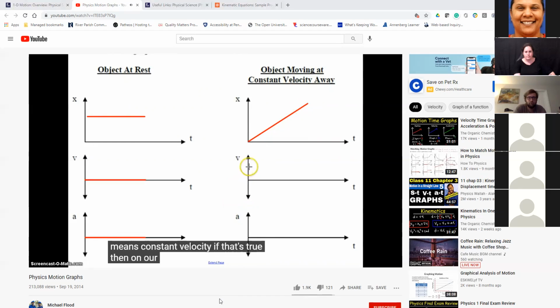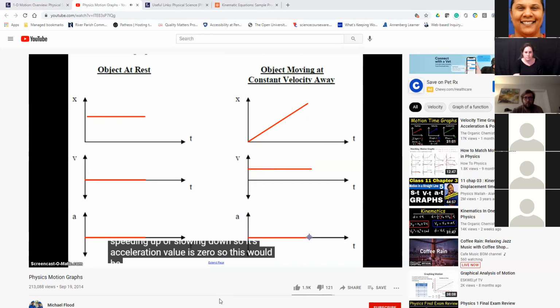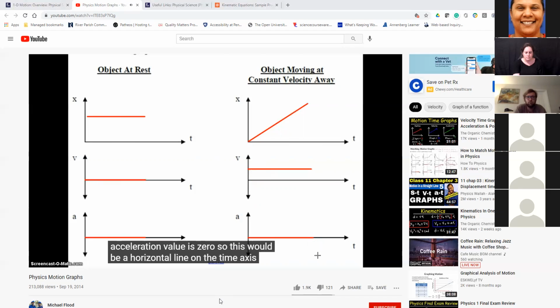If that's true, then on our VT graph, we're going to have some non-zero velocity over that same time interval. And it should be obvious to us that that velocity remains constant. You notice here that this horizontal line is above the time axis. The slope of this line is positive up here on the XT graph, so our velocity is positive on our VT graph. We still are not accelerating. This object is not speeding up or slowing down, so its acceleration value is zero. So this would be a horizontal line on the time axis.